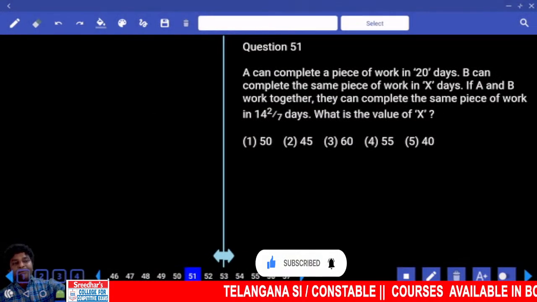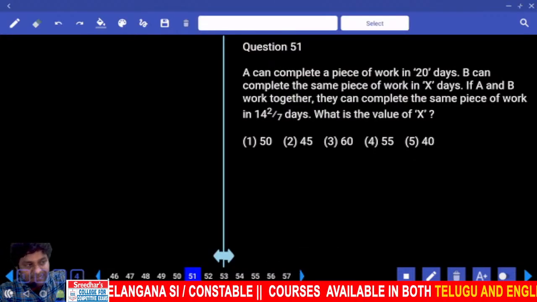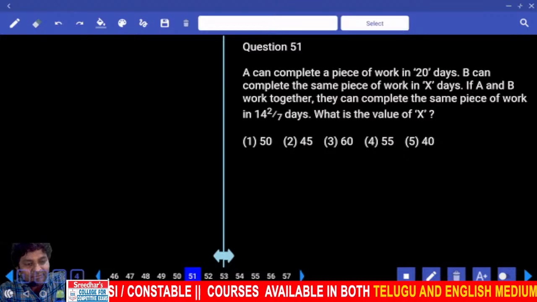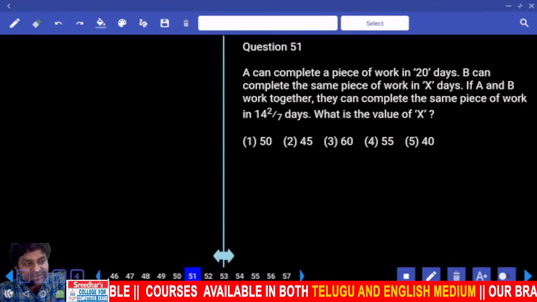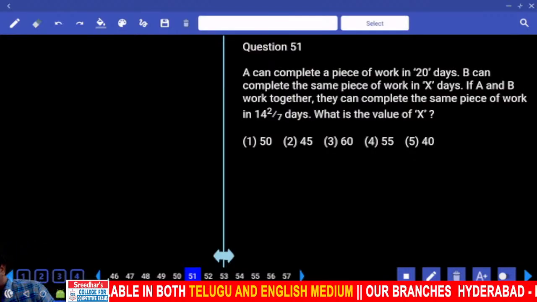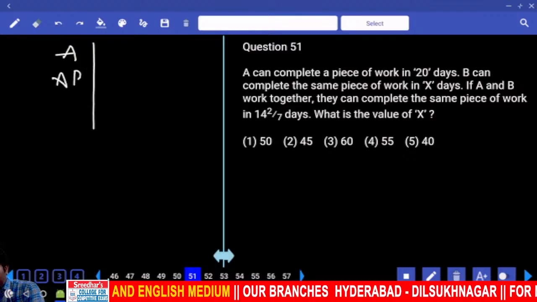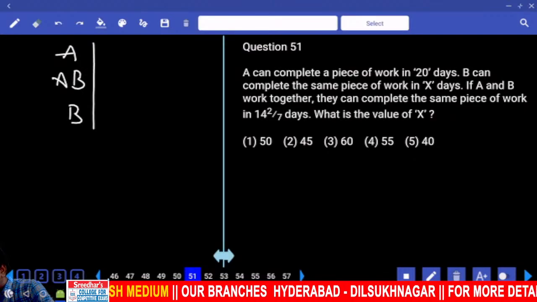A can complete a piece of work in 20 days. B can complete the same work in X days. If A and B work together, they can complete the same piece of work in 14 2 by 7 days. What is the value of X? So, the units method, you know it.